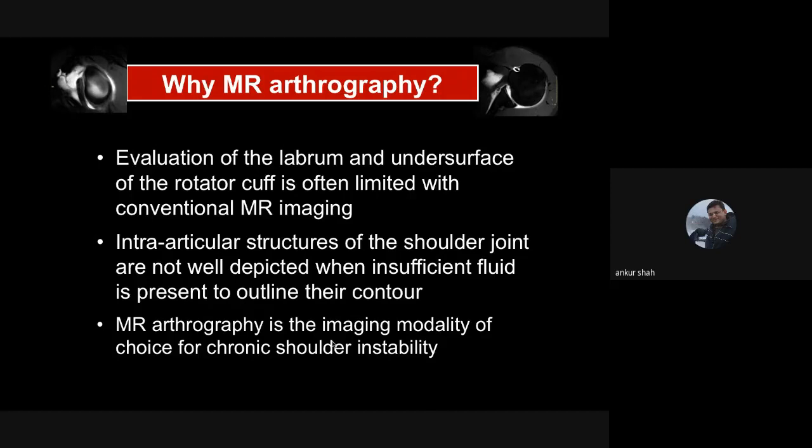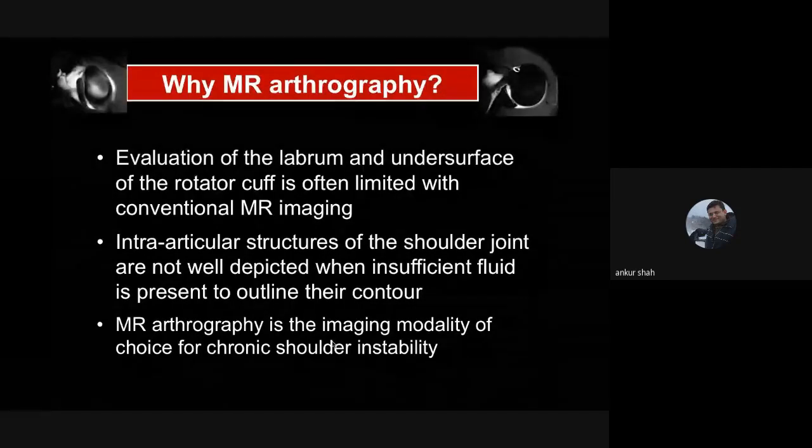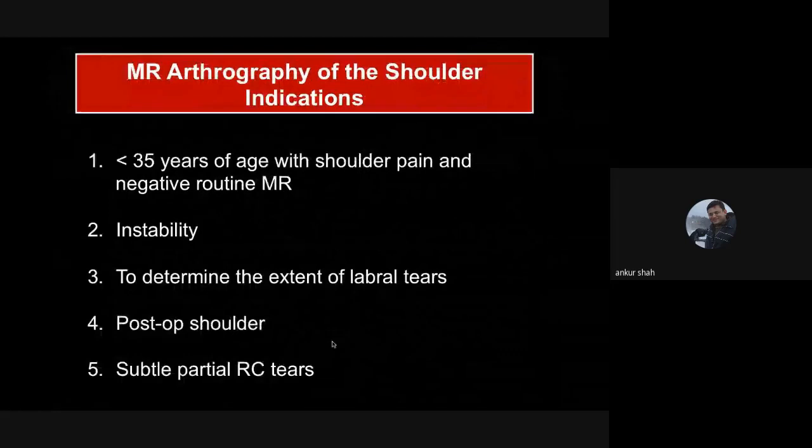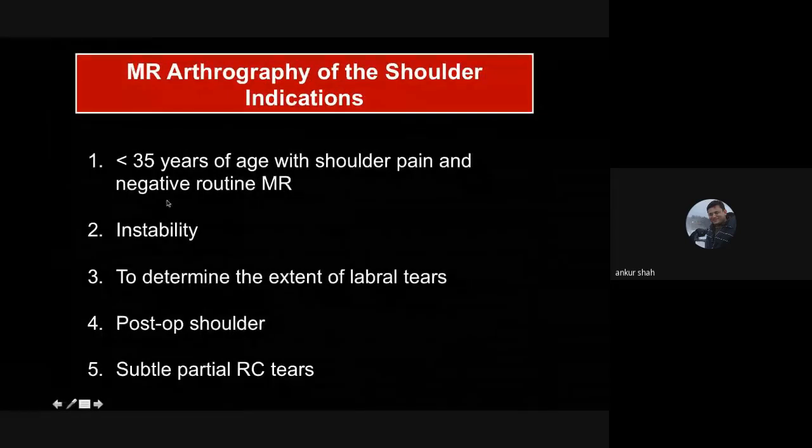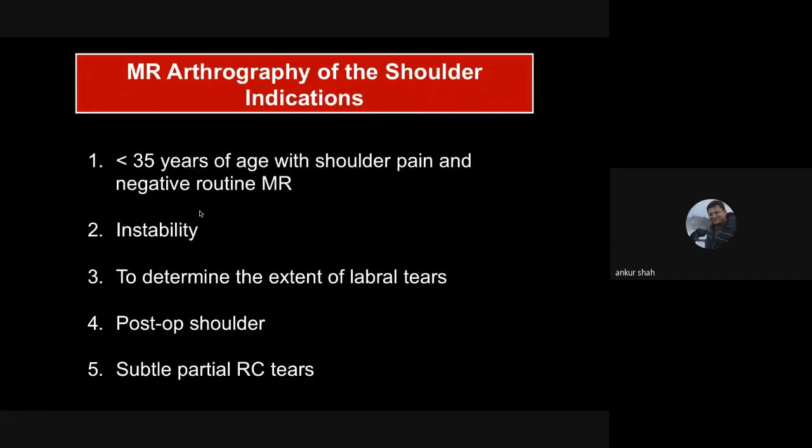Now with 3 Tesla MR, we are doing less and less arthrography. I used to do many arthrographies before, probably 4 or 5 years ago, but gradually now we are doing very few arthros because most of the labral tears we are detecting even without arthro, only on plain MRI. But still, when do we do that? In a young patient less than 35, when the routine MR is negative but there is a clinically very strong suspicion of a labral tear, then MR arthrography can be done.